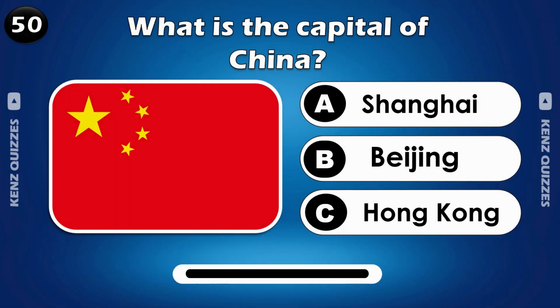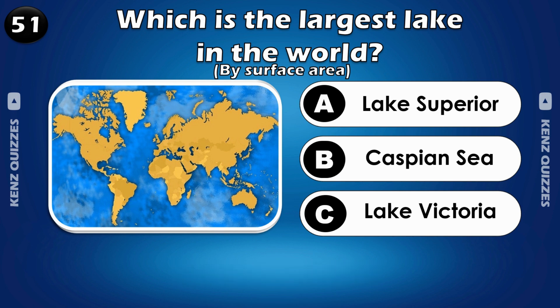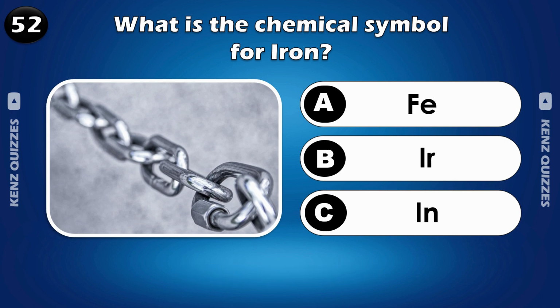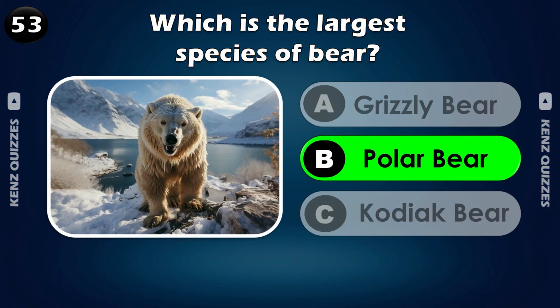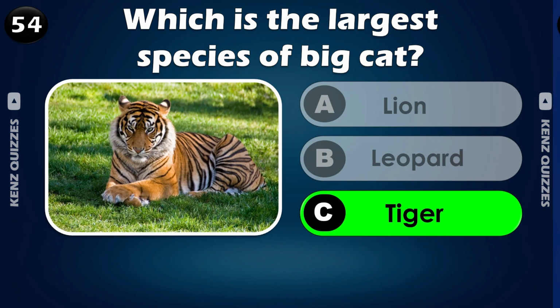Ag. What is the capital of China? Beijing. Which is the largest lake in the world? Caspian Sea. What is the chemical symbol for iron? Fe. Which is the largest species of bear? Polar bear. Which is the largest species of big cat? Tiger. What is Antarctica?